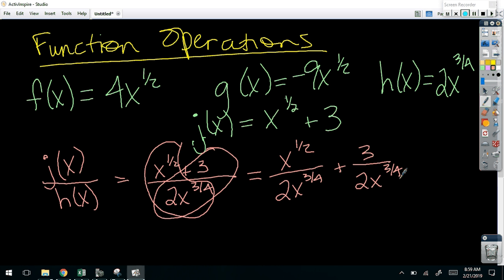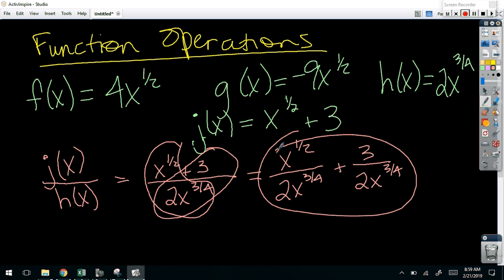Now simplify each piece. Look at it. It should make sense to you what we did. If I gave you just this, you would say, oh, the bottoms are the same, so combine the numerators. I just did the backwards of that. I split it.